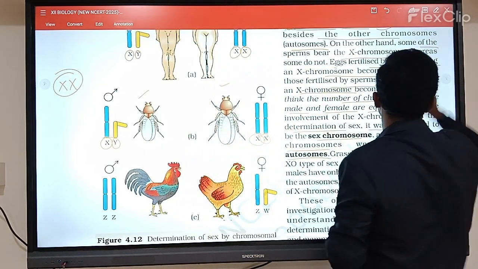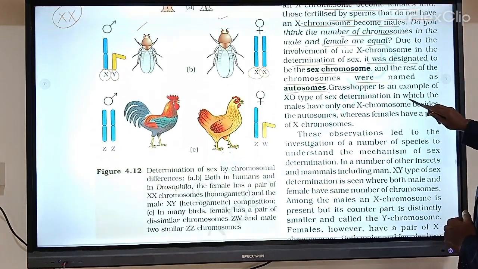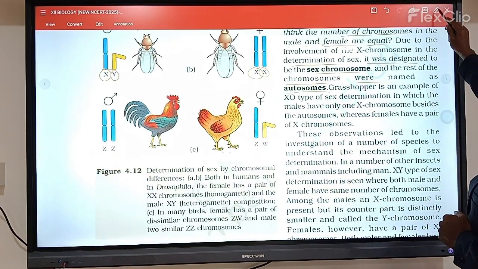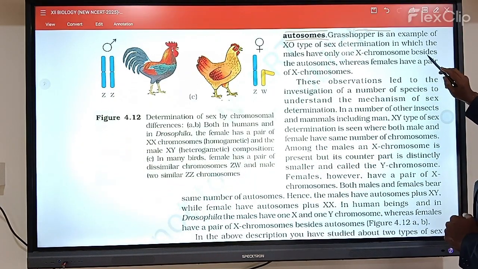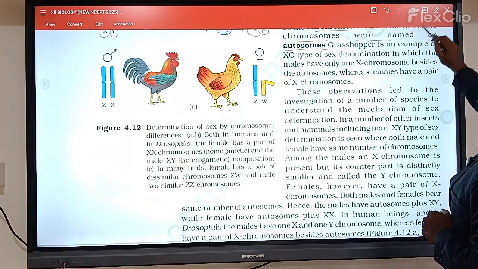So the chromosomes other than the sex chromosomes are what we call autosomes. Okay, and here, the grasshopper.